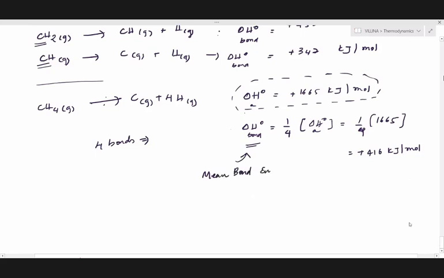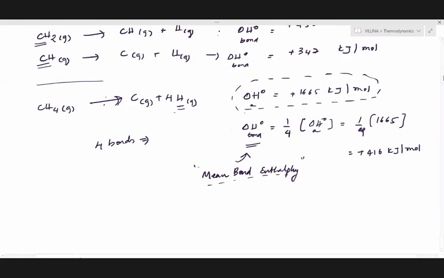So how did we calculate the mean? By considering the individual bond dissociation enthalpies, taking the sum of them and dividing by how many bonds we have broken down. Since 4 carbon hydrogen bonds are broken down, we divide by 4. So the mean bond enthalpy will be 1/4 of the atomization enthalpy. So that is one thing. 4 bonds are broken down, so the net bond dissociation enthalpy will be the mean bond enthalpy, which is 1/4 of the atomization energy.